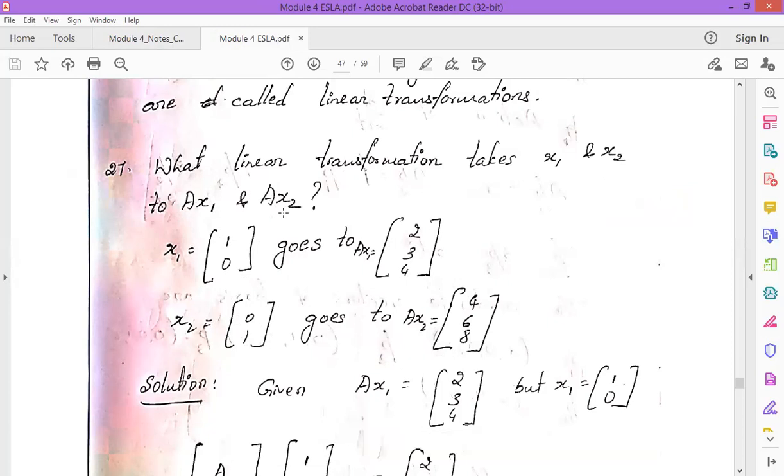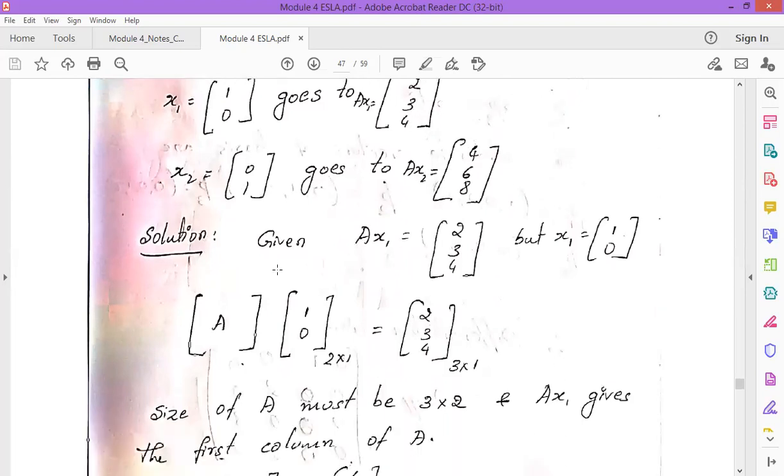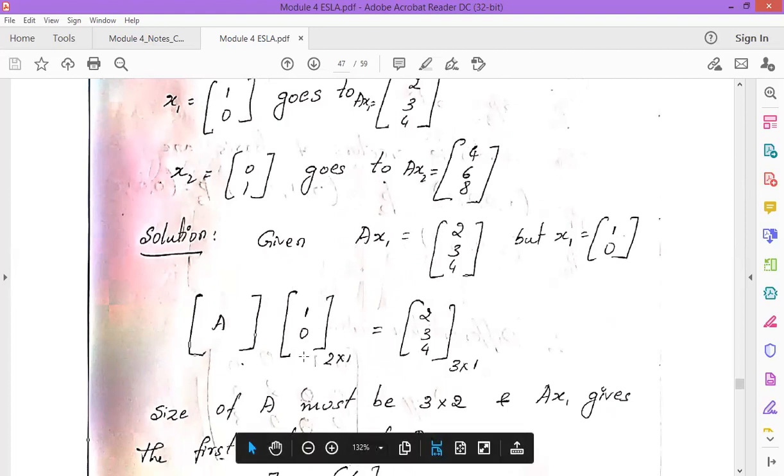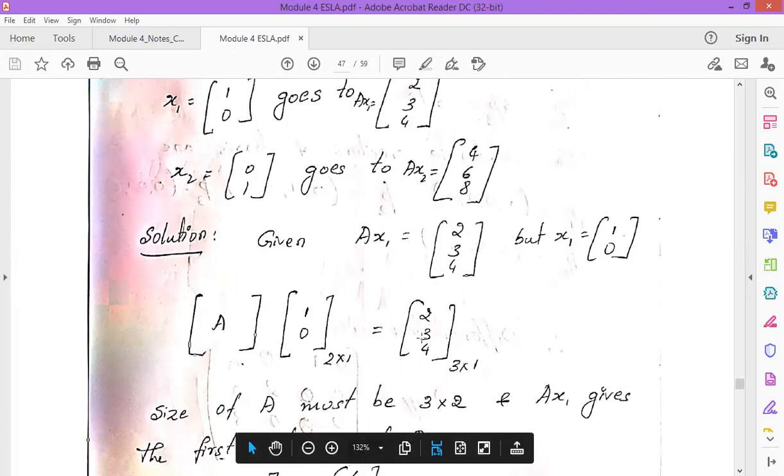So here logically we are going to think and answer this. We have given x1 and x2, which have to be transformed to 2, 3, 4 and 4, 6, 8. Now let us consider Ax1, which is given as 2, 3, 4, but x1 is given as 1, 0. Since we have A multiplied with x1, A multiplied with 1, 0 has to result in the value 2, 3, 4. If you observe LHS as well as RHS, x1 is of the order 2 cross 1, whereas the right hand side is of the order 3 cross 1.